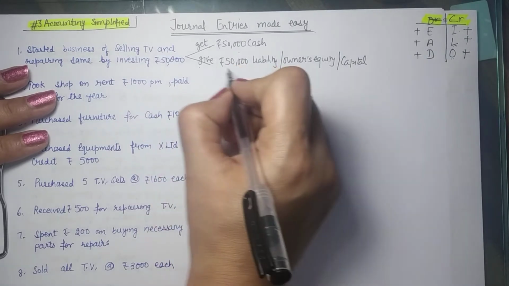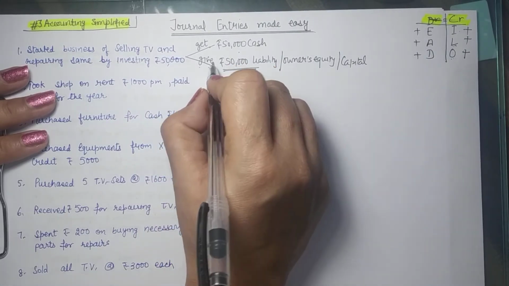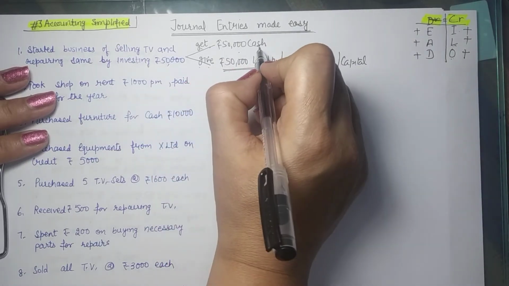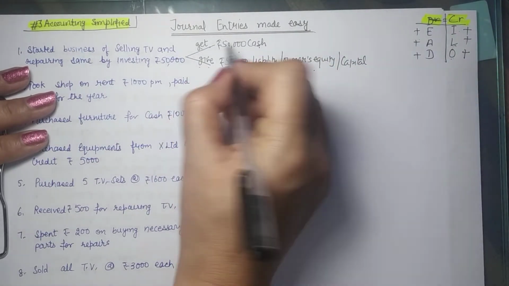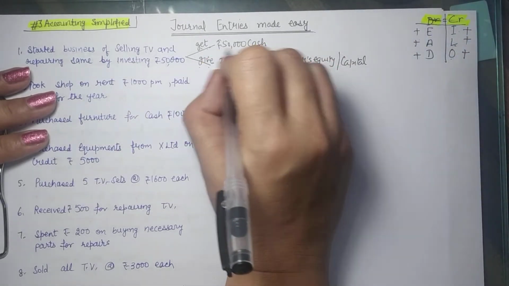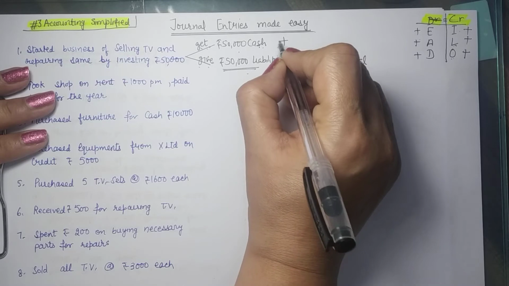That is, you were to give something but you could not give it, so you got a liability, right? So you get cash of 50,000. So cash is an asset. Cash is your asset. So you get cash. That means your cash is increasing.